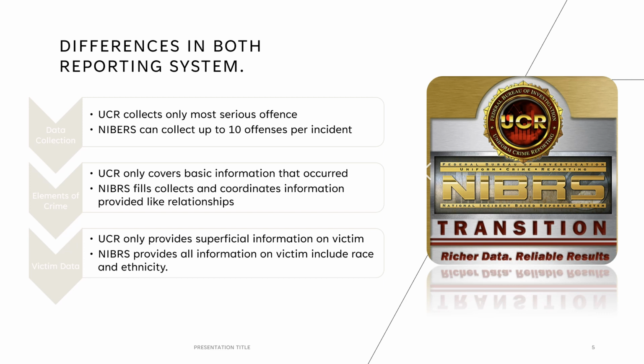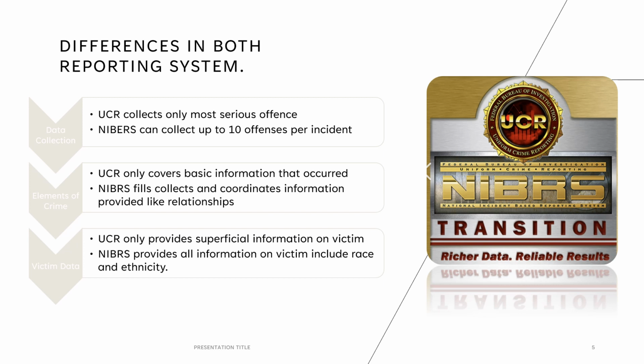They want the most serious crime and also all the surrounding crimes, because you tend to have that in a chaotic scene. You can have, let's say, a discharge of a firearm, and you can have an assault, and you can have an assault with a deadly weapon, all occurring in one scenario. So NIBRS can list up to 10 offenses per incident.